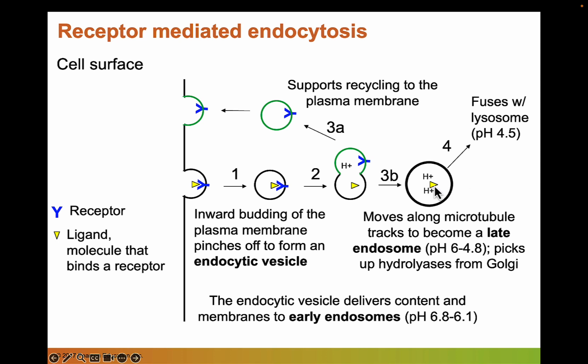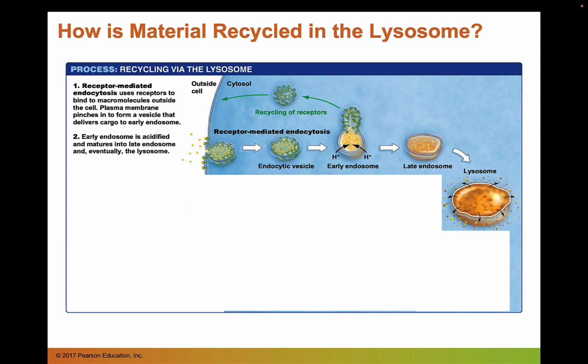Let's say this little triangle here represents a protein, then those peptide bonds would be broken, and then those amino acids could be broken down, or they could be used in another process. So this is the overall process of receptor-mediated endocytosis.